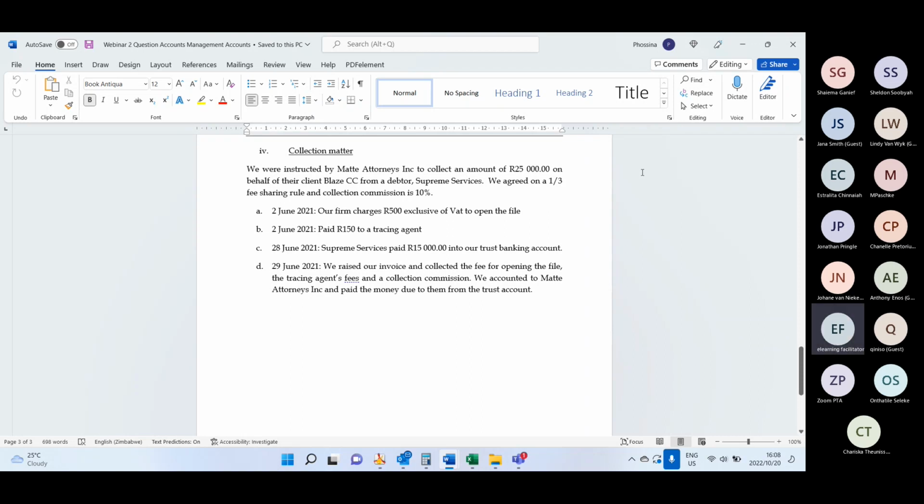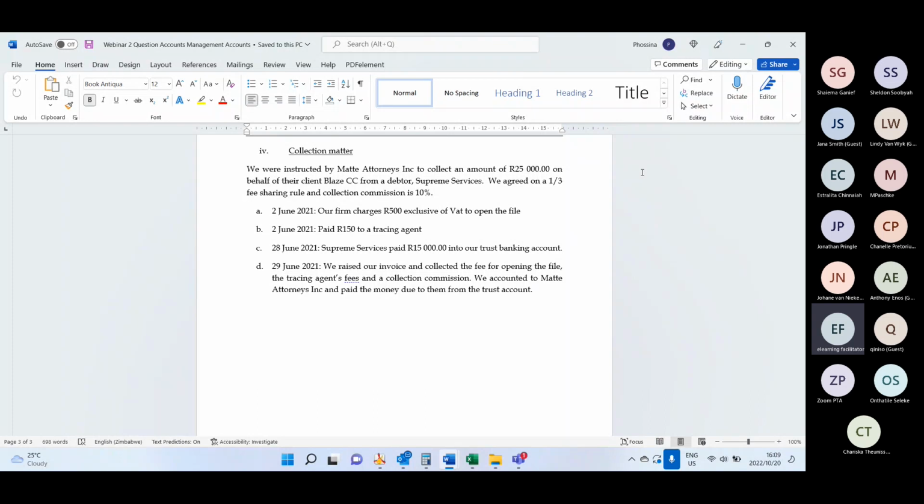Okay, we're collecting for their client from Supreme Services. So the client is Met Attorneys to collect from Supreme Services. And then because they are not in the jurisdiction, they are now asking our firm to collect from Supreme Services. So it says there's an agreement on a 1/3 fee sharing rule and a collection commission of 10%.